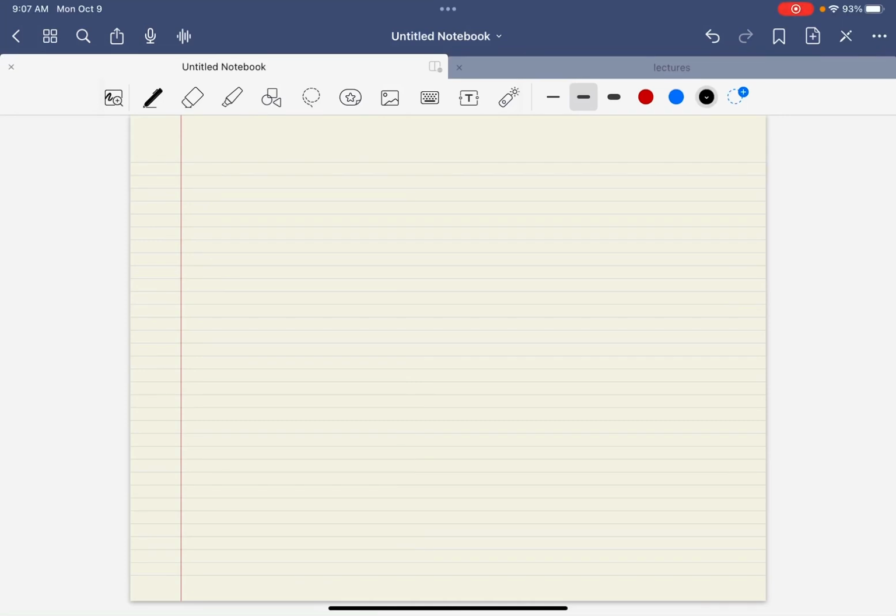Good morning, everybody. Today we're on lesson 32 and it's on page 168. And the first thing that we're going to talk about is expanded notation of numbers.